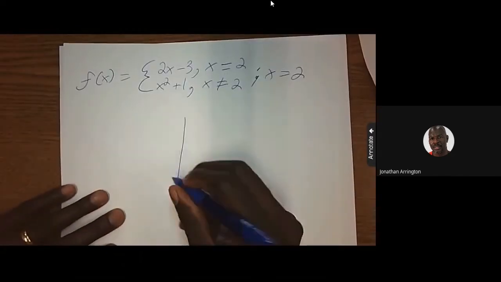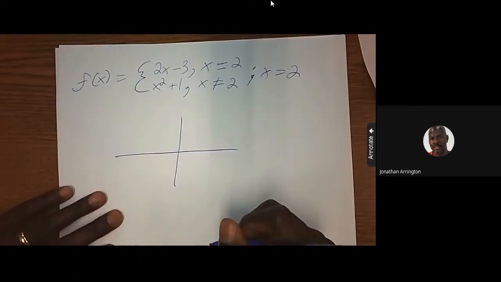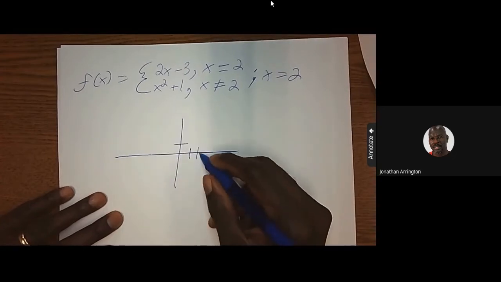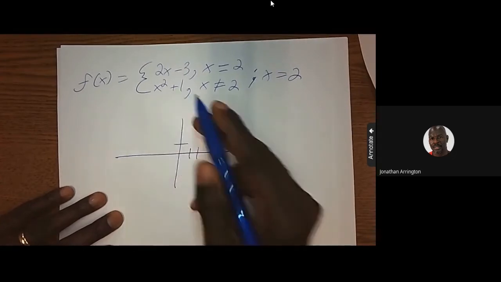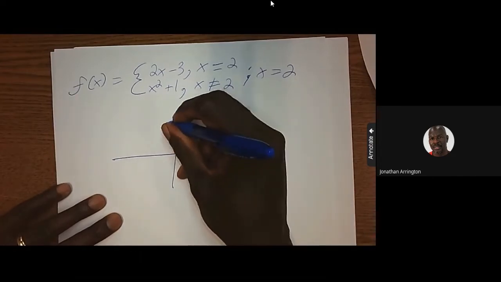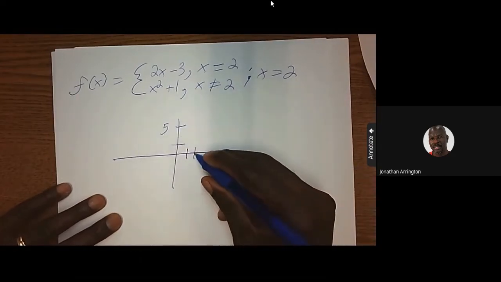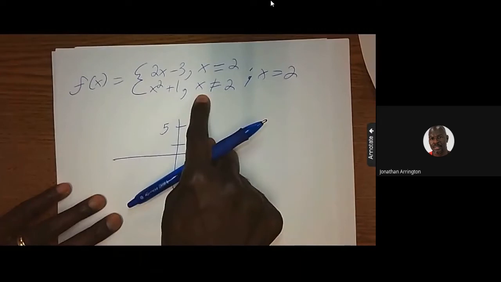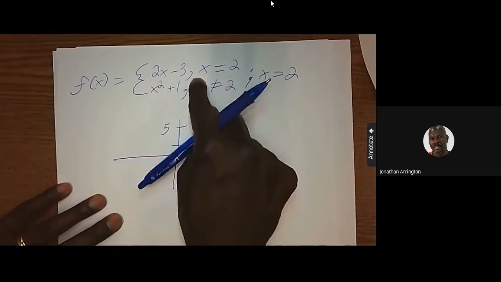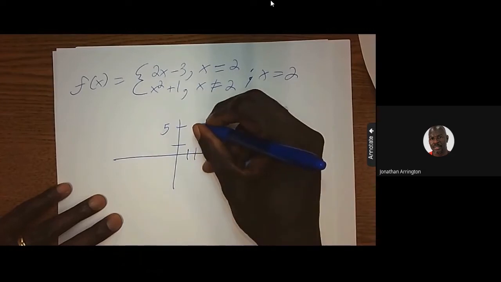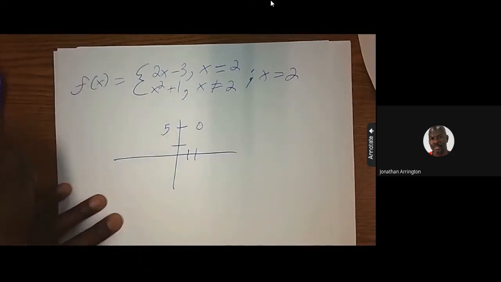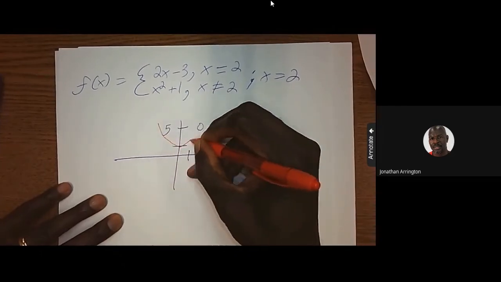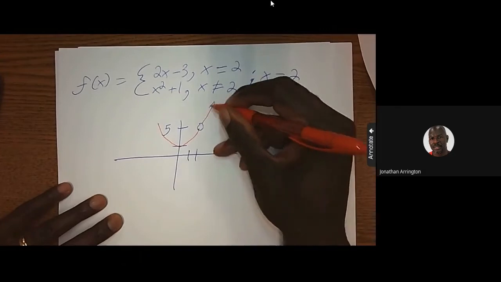So here is some Cartesian coordinate plane, and let's put a 1 there, and 1, 2. And so when x is 2 at this function, the value of this function is 5. Let's say that's 5 there. But this function doesn't correlate when x is equal to 2. So it's going to have an open circle at 2. So I'm going to put an open circle here at 2. And then I'm just going to graph that parabola of x squared plus 1. So there's that graph.